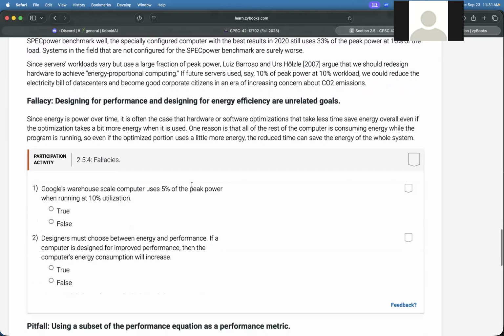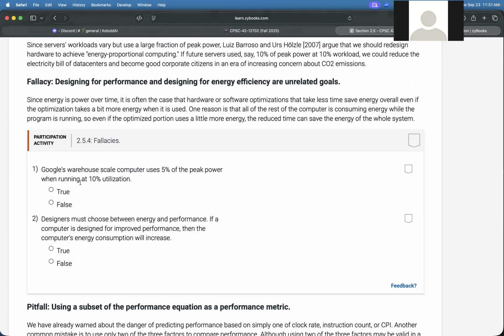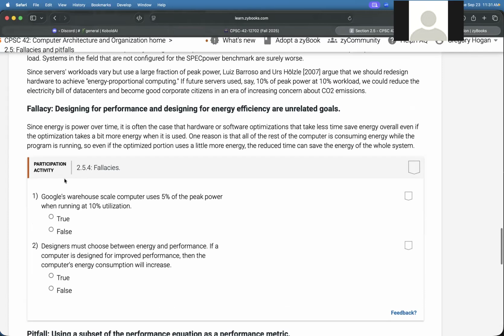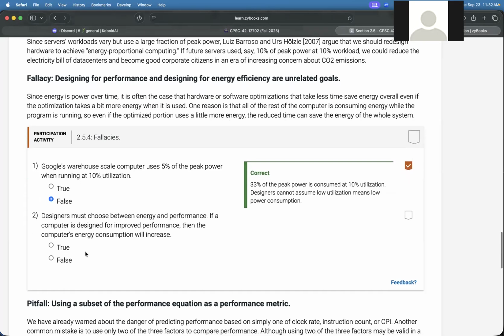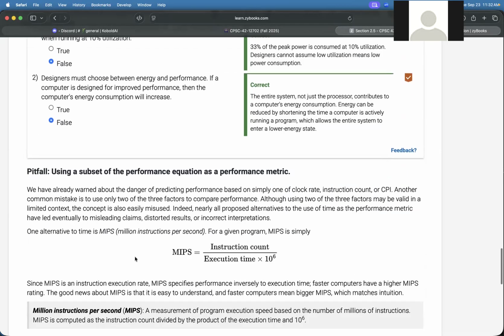Okay. Let's see. Blah, blah, blah. Google's warehouse scale computer uses 5% of peak power when running at 10% utilization. I guess that's what we just read. That seems false. Designers must choose between energy and performance. The computer is designed for improved performance. The computer's energy consumption will increase. Those are unrelated.